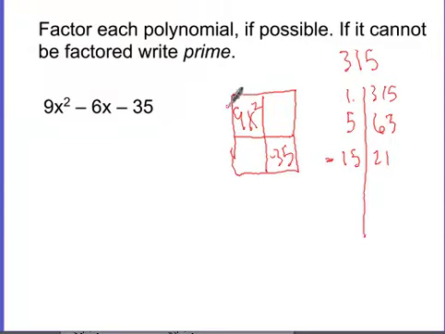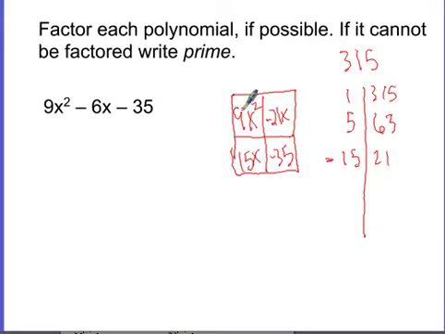All right, so I need a plus what and a minus what? Minus 15 and minus 20. That's got to be a minus and a plus since this is minus. So plus 21x and a minus 15x. No, the other way, because it's a minus. So minus 21x and plus 15x.